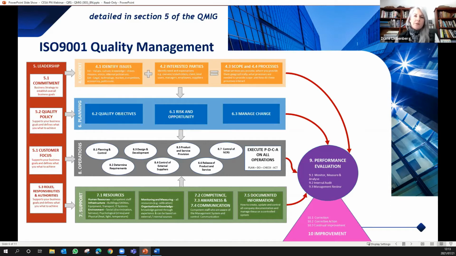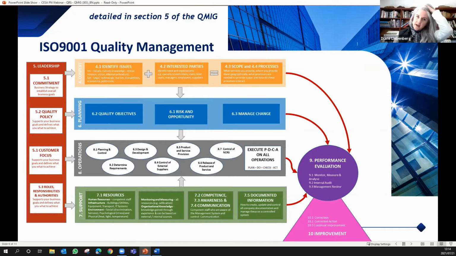The yellow block to the top refers to the context of the organization. In order to develop a quality management system, you must understand the context of the organization. So this means identifying what your strengths are, what your weaknesses are, seeing what threats are out there, what opportunities are presented to your organization. And this is generally what drives your business strategy. And it also helps you to determine what services you feel you can offer to your clients.